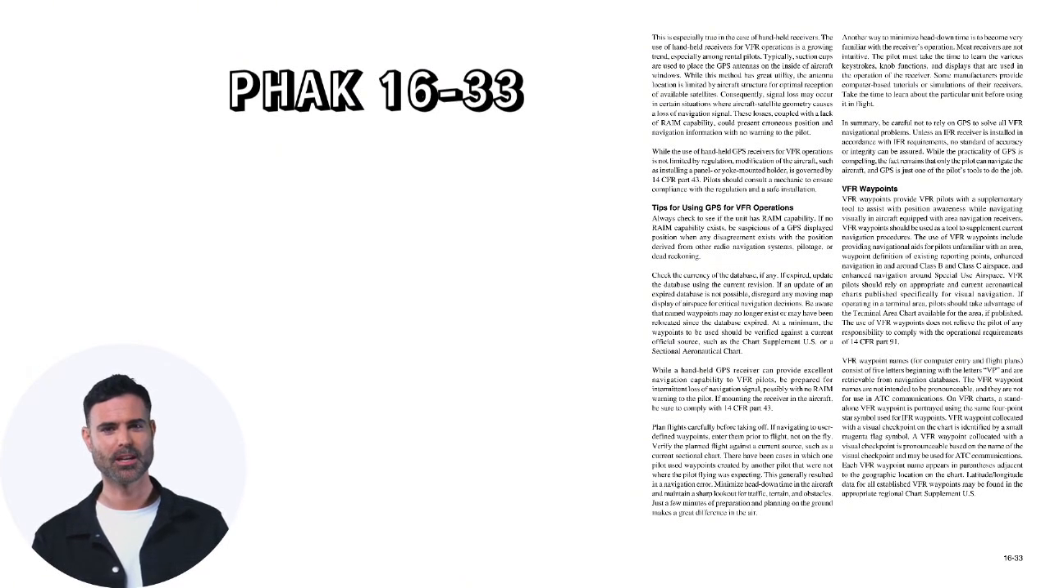Tips for using GPS for VFR operations. Always check to see if the unit has RAIM capability. If no RAIM capability exists, be suspicious of a GPS displayed position when any disagreement exists with the position derived from other radio navigation systems, pilotage, or dead reckoning.